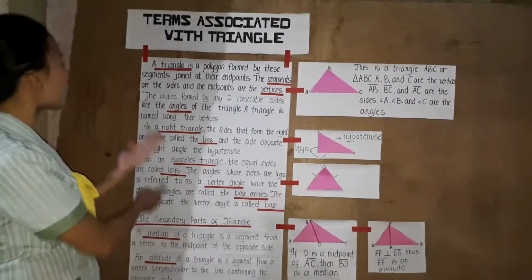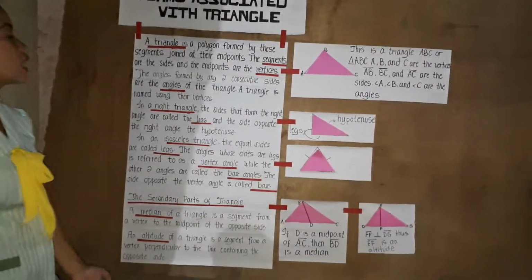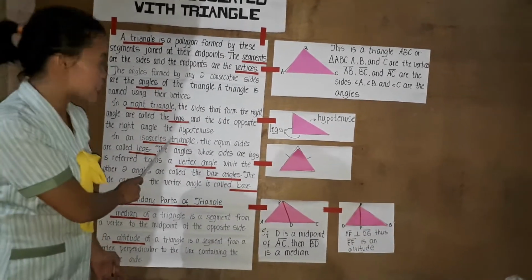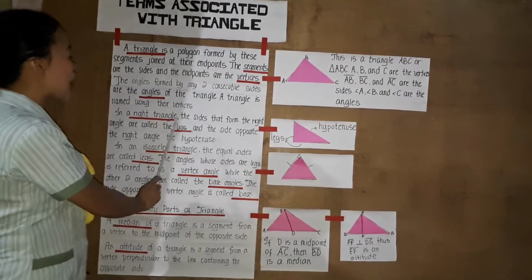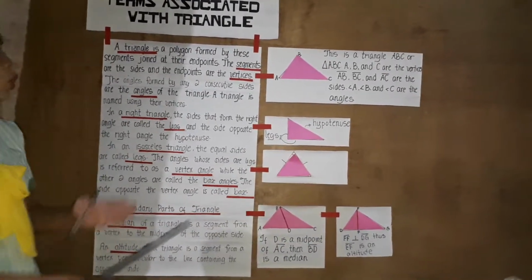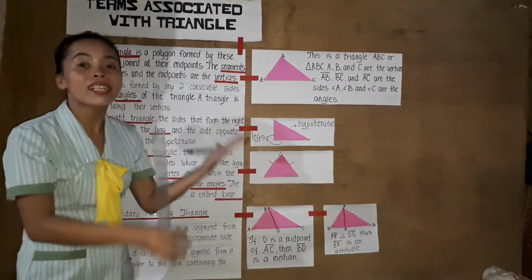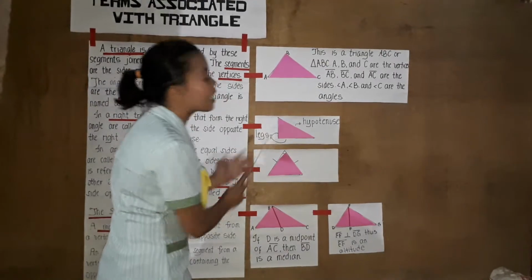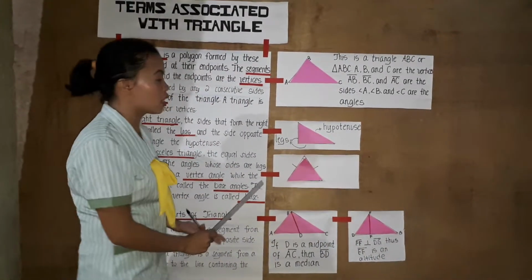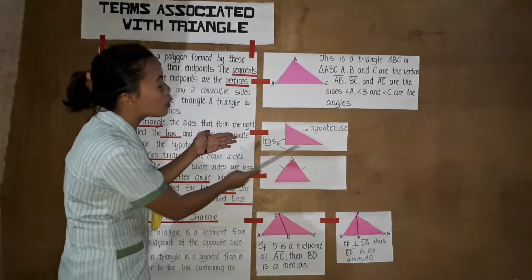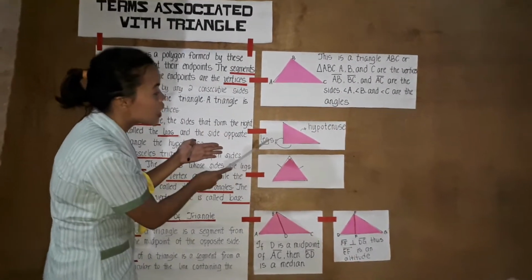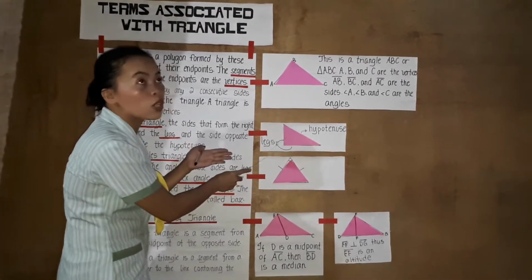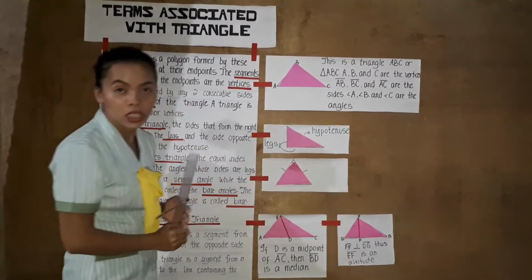So let's move on to right triangle. In a right triangle, the sides that form the right angle are called the legs. And the side opposite the right angle is the hypotenuse. Again, right triangle, from the word right, it comes from the right angle. We call it a right triangle because of its measure of 90 degrees. So that is the right angle. And the sides that form the right angle, we call legs. And the side opposite the right angle, we call hypotenuse.